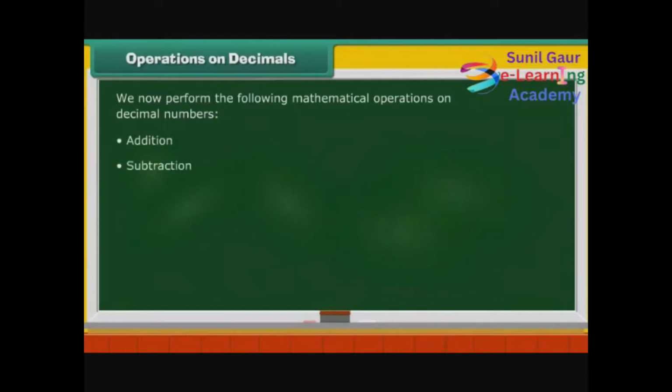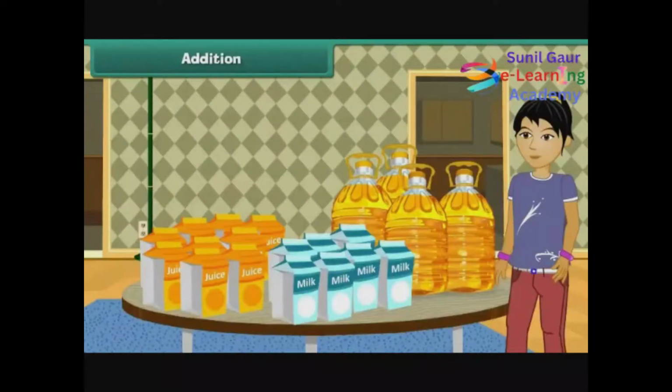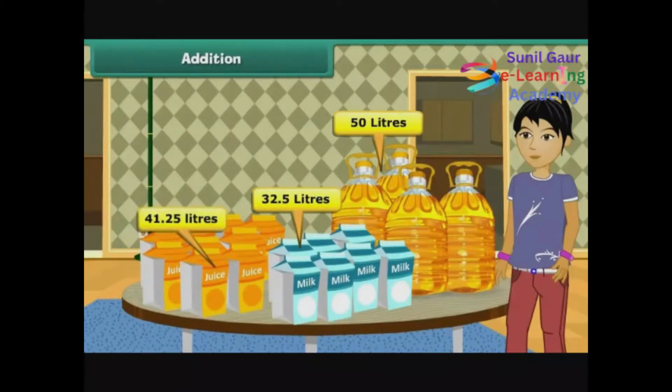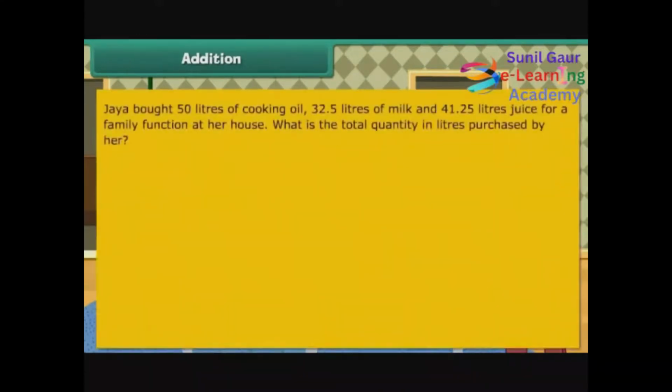Operations on decimals. We now perform the following mathematical operations on decimal numbers: addition, subtraction, multiplication, division. Let us look at the above mathematical operations in our further screens. Addition. Jaya bought 50 liters of cooking oil, 32.5 liters of milk and 41.25 liters of juice for a family function at her house. What is the total quantity in liters purchased by her?